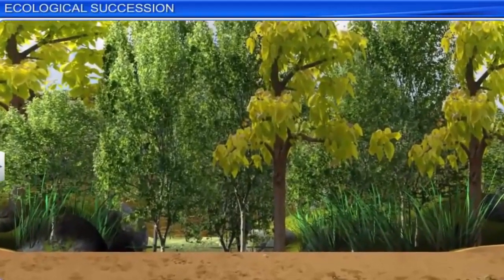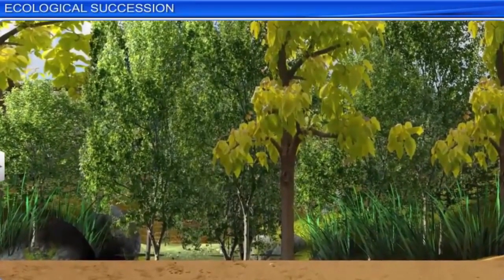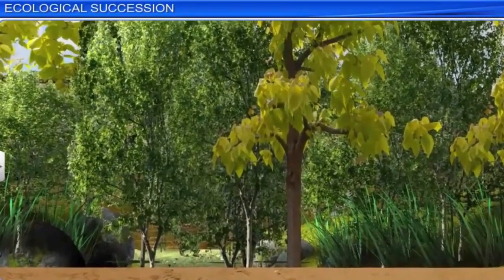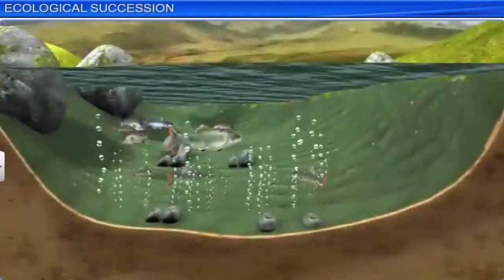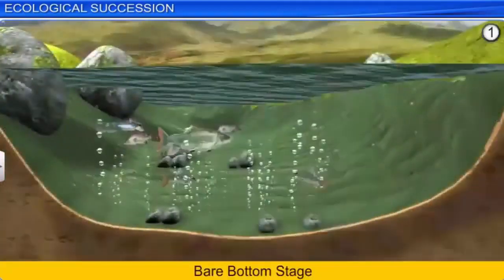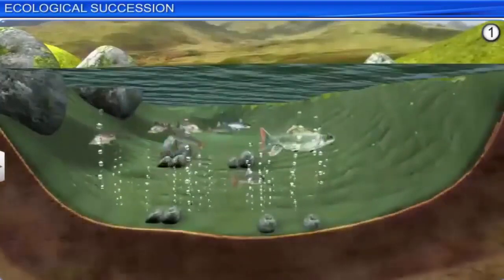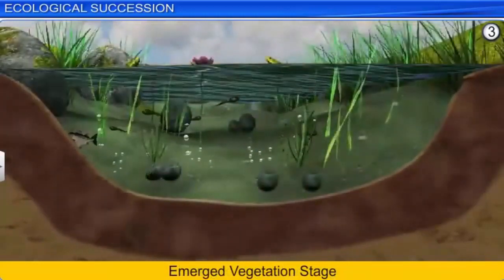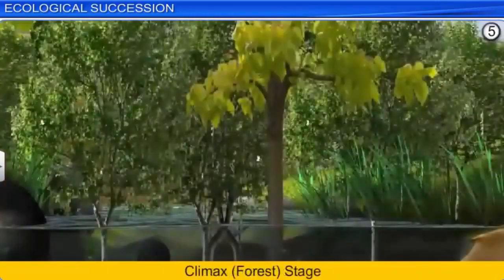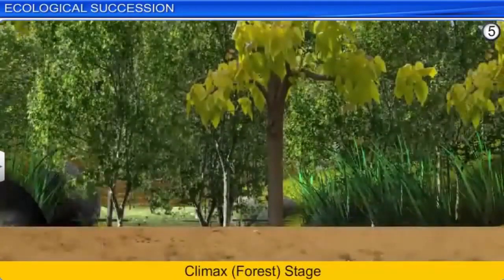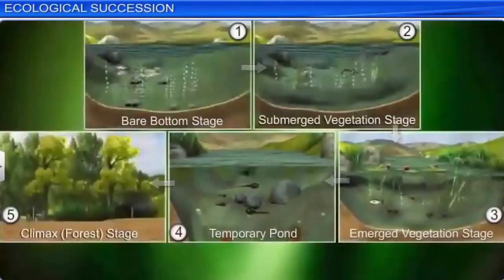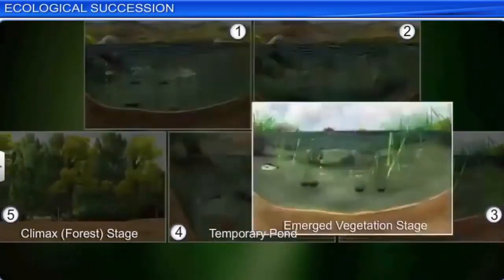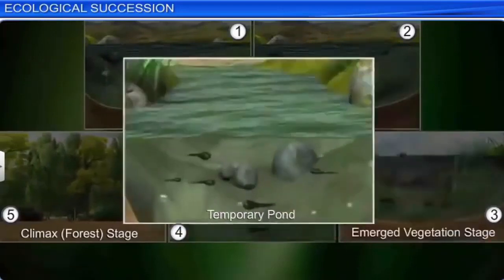These trees are part of a huge forest. However, the area covered by these trees was once a pond a few hundred years ago. Over a period of time, the population of the different aquatic plant and animal species in the pond was replaced by terrestrial plant and animal species. This gradual and fairly predictable change in the composition of different species in a given area is known as ecological succession.